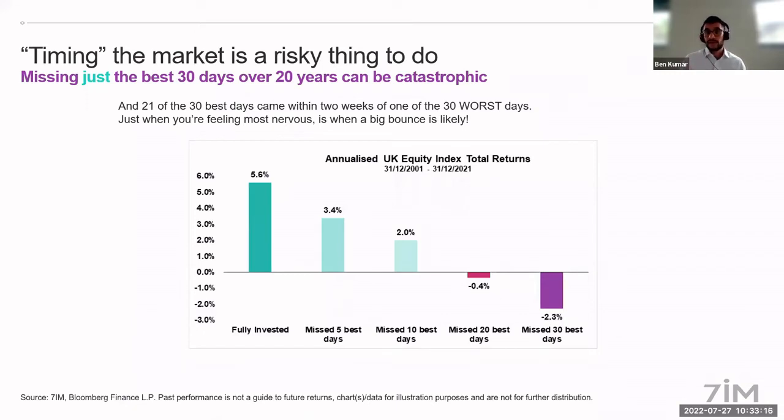Those best days, the 24th of June was a really good day in the investment world, came just at the moment of max panic. So just staying invested at least keeps you there for the best days as well as the worst days.